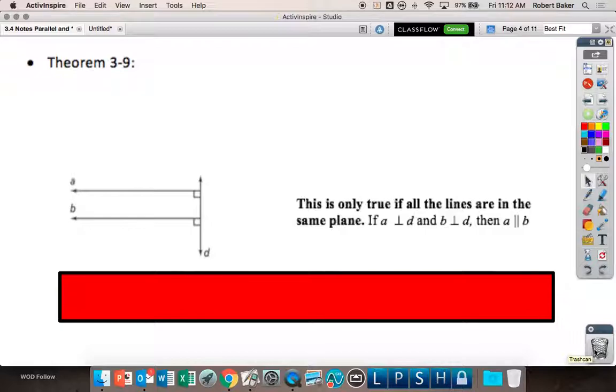This is the name of it? No, there isn't. It's just called Theorem 3.9. Yeah, which sucks. I hate that. And the blue part's the important part. All lines must be in the same plane, but if A is perpendicular to D and B is perpendicular to D, then A is parallel to B.